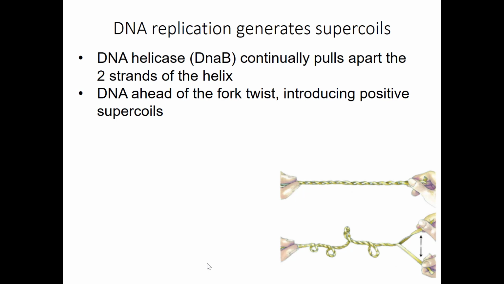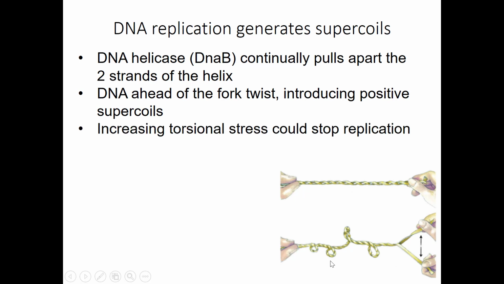This is important because DNA replication generates supercoils. So remember, our DNA helicase, encoded by the DnaB gene product, opens up that double helix so that each strand can serve as a template during DNA replication. And the pulling apart of those two strands of the helix induces these positive supercoils ahead of the replication fork. This increases torsional stress, and if not resolved, will cause the DNA polymerase to get stuck and won't be able to complete that round of replication.